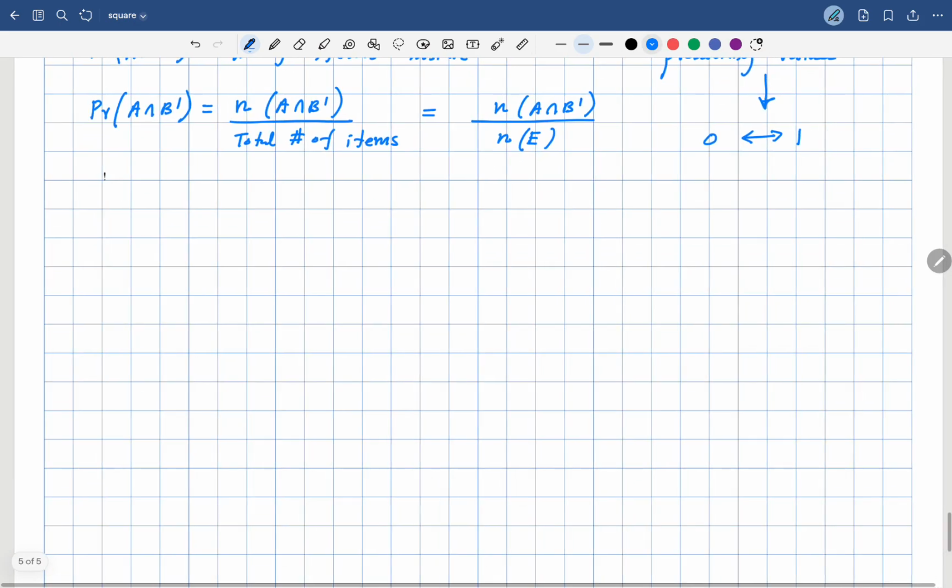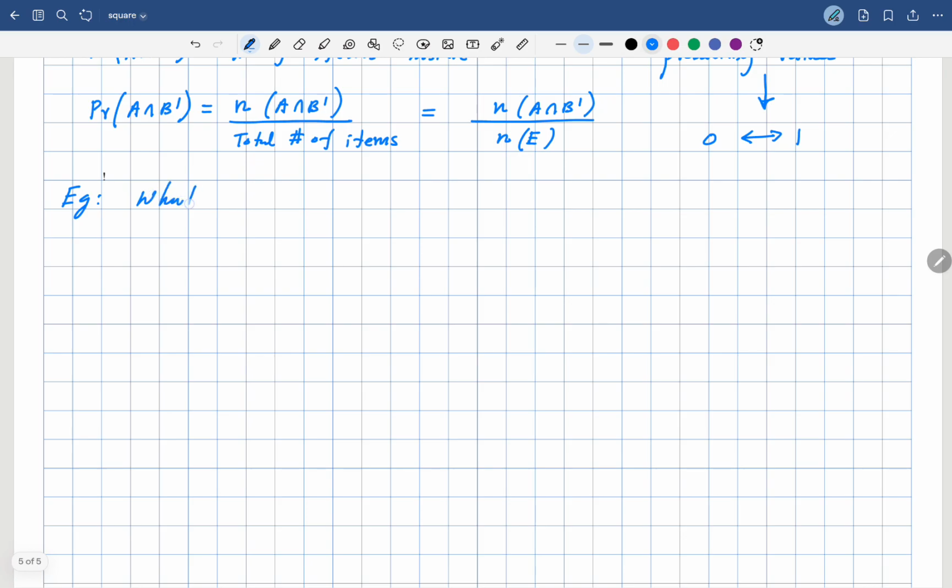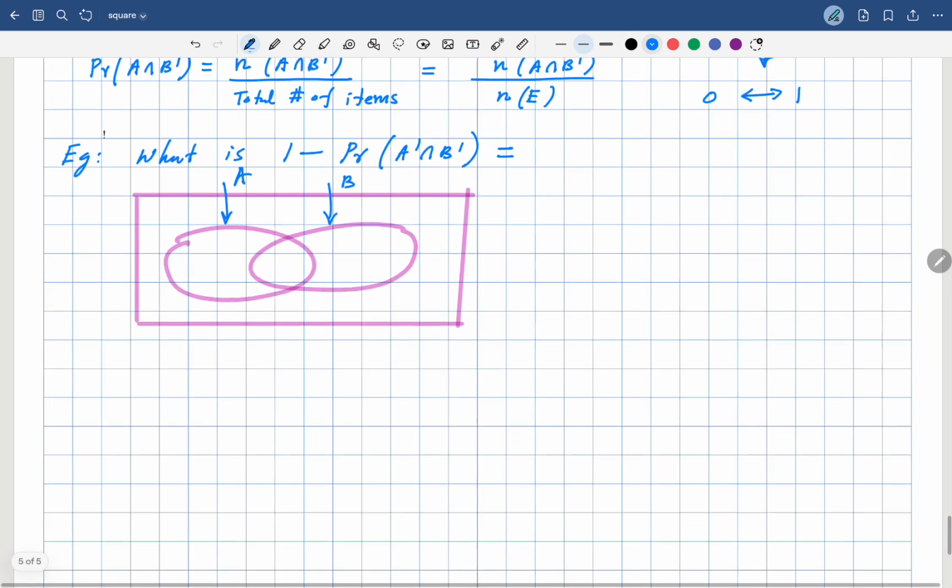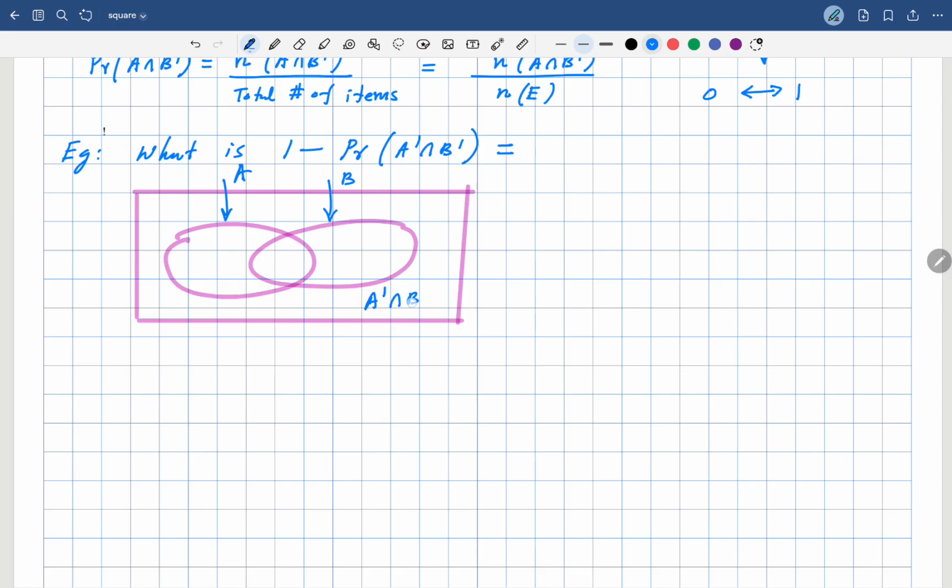Let's think about an example. What is 1 minus probability of A prime intersection B prime? Okay, let's try to understand this one. A prime intersection B prime is the outside, right? So 1 means the total probability. So 1 minus the outside means we are talking about the inside. So if you want, you can say this is nothing but probability of A union B. So that's the right answer.